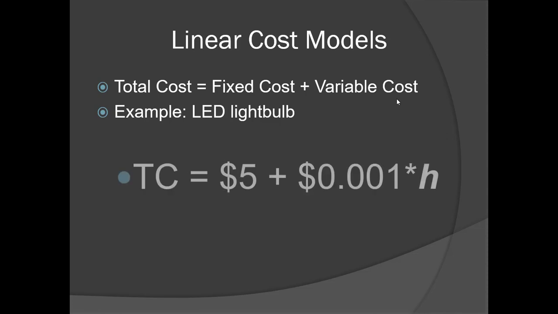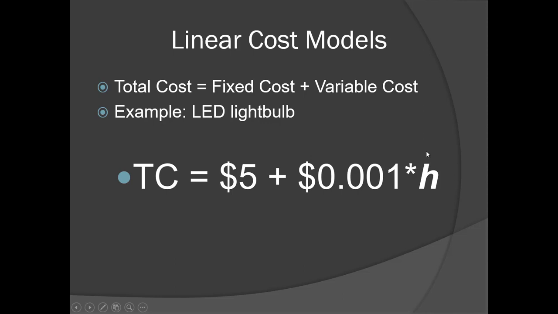And these were great examples because here's the example using the total cost of an LED. So the fixed cost for an LED was $5. That's how much it costs to buy the bulb. You buy it one time. The variable cost was the energy cost. It costs to run it. And I did the math for you and figured that out. It costs 1/10 of a cent to run it every hour.